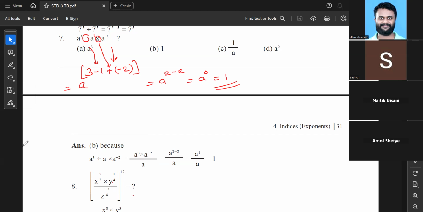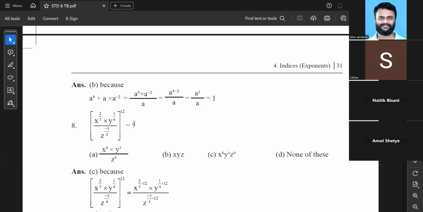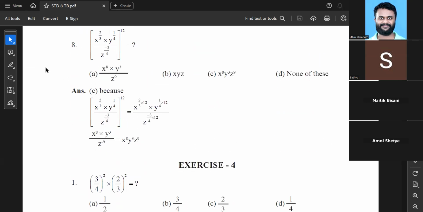I'm erasing this now. Let's go for the next one.